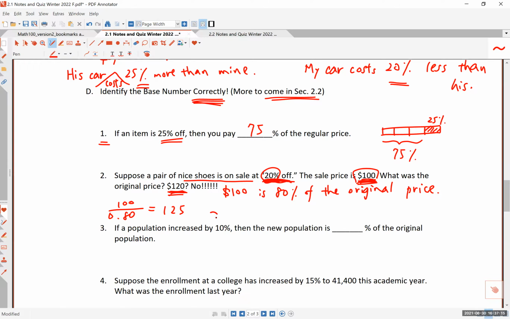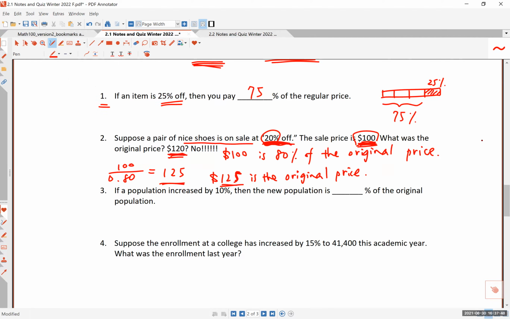So this is the original or regular price. All right, and it makes sense. You may want to check your answer every time you answer a question. If 125 is the original price, what's 20% of that? 20% of 125 happens to be $25. So you knock off $25 from 125 and you indeed get $100 for your sale price. So your answer is right.